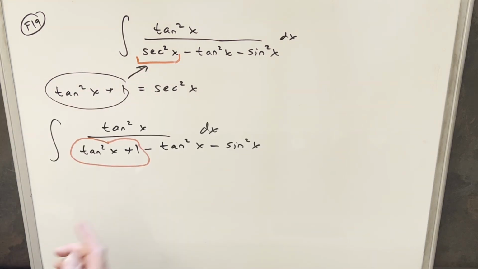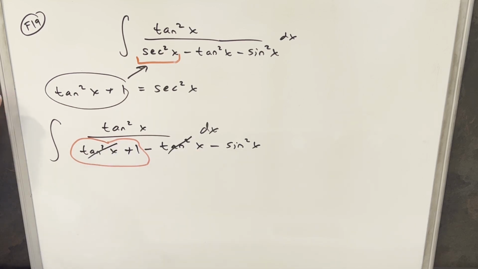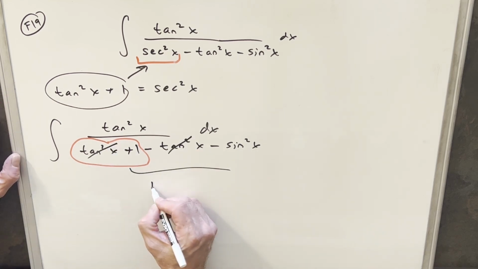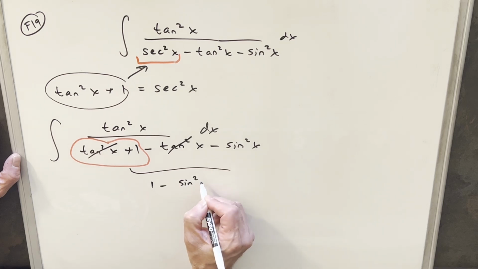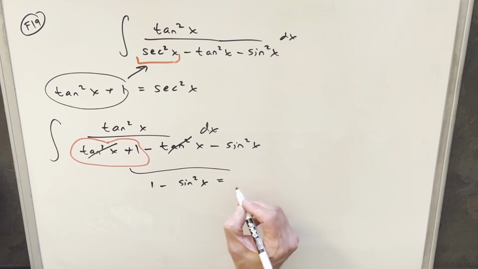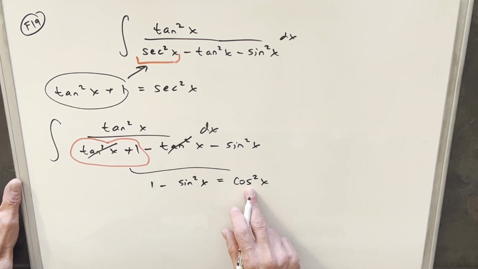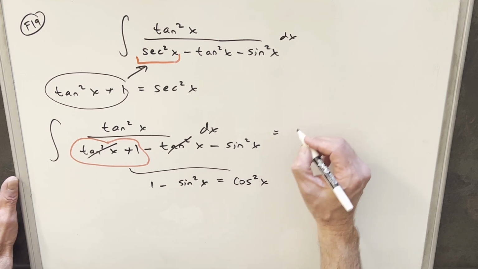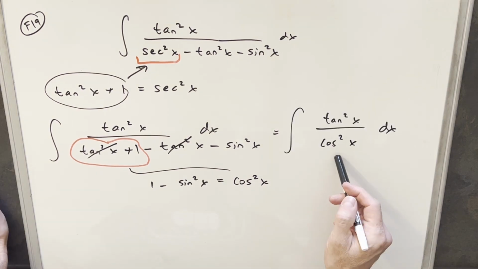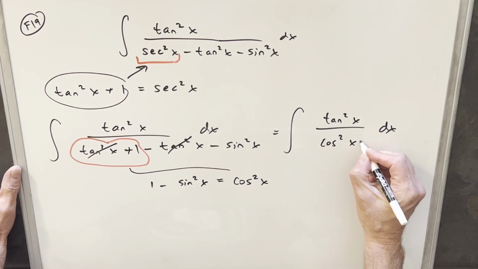Now that we have this in here, we get some nice cancellation. This is going to cancel with this, but then our denominator is just 1 minus sine squared x. We've got a nice identity for this as well. We can write this as cosine squared x. Let me rewrite this and see what we have now. This is quite a bit simpler than what we had to begin with, so this is good.